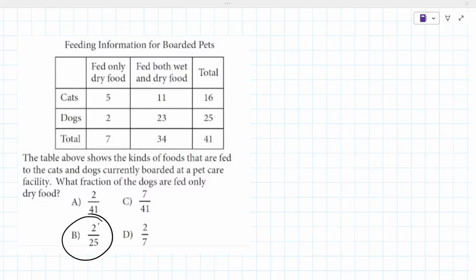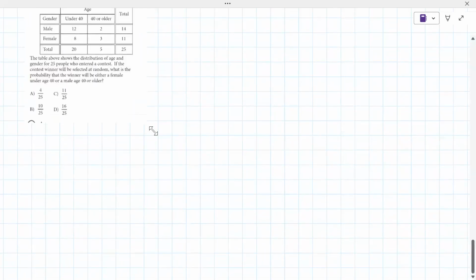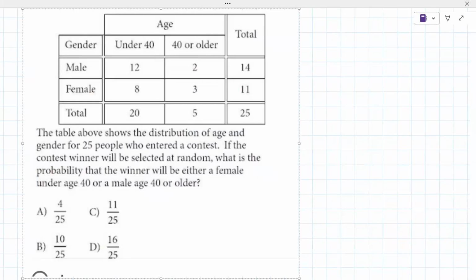All right, now you're welcome to ask some questions. Just keep in mind though, these types of problems you are almost just looking up values in the tables, or maybe you're adding or subtracting. This one is a little bit different, so I'll read this one out loud as well. The table above shows the distribution of age and gender for 25 people who entered a contest. If the contest winner will be selected at random, what is the probability that the winner will be either a female under the age of 40 or a male age 40 or older?